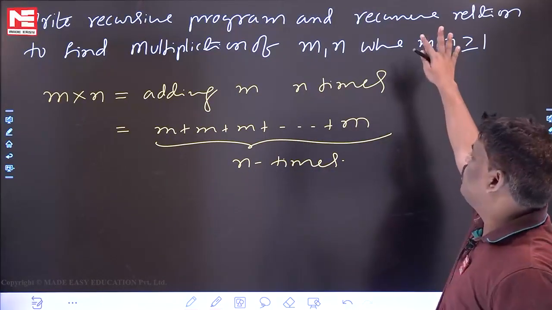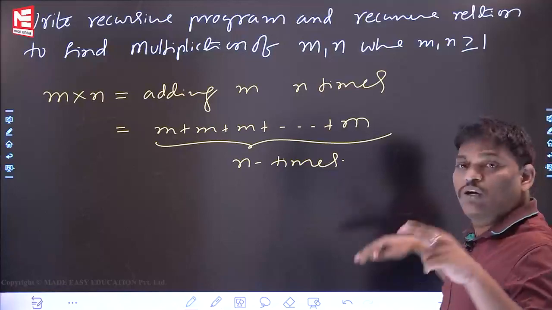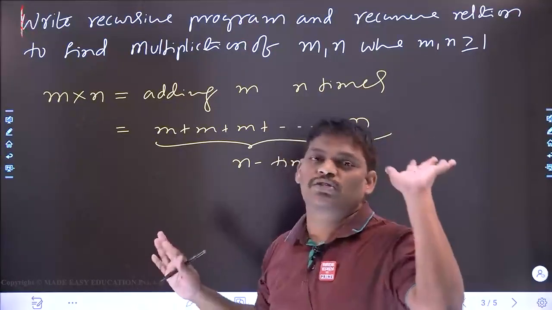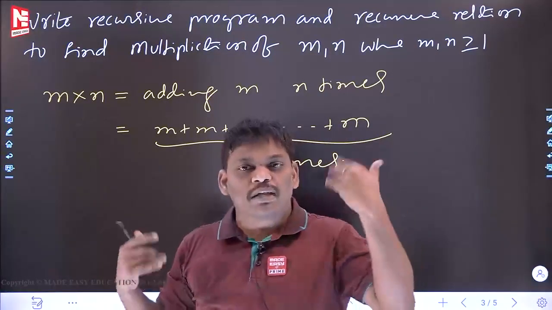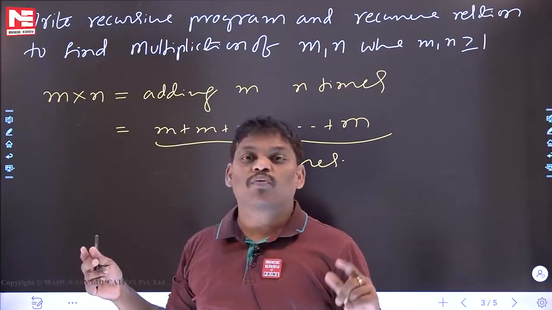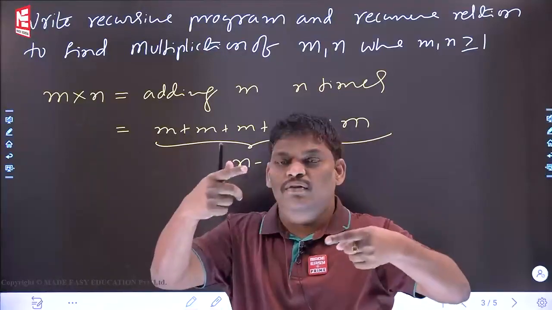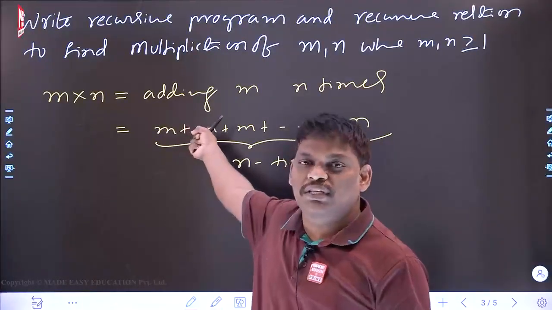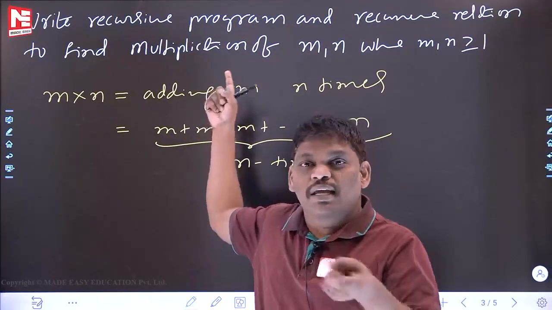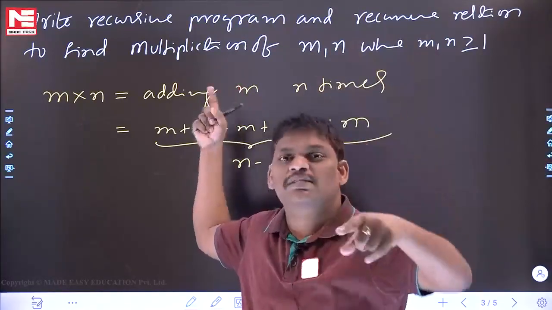For this particular problem, I should write a recursive program. If you want to write the recursive program, you have to find out the logic, what logic you are going to implement. Many logics may be there. And one more thing: recursion means doing the same thing again and again. If you want, you can see it in this problem. In this logic, what is the answer? M plus, the same thing I am doing.